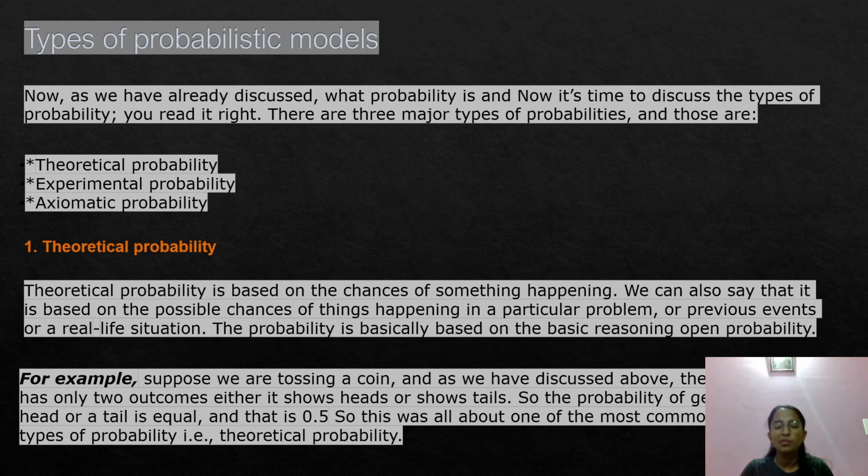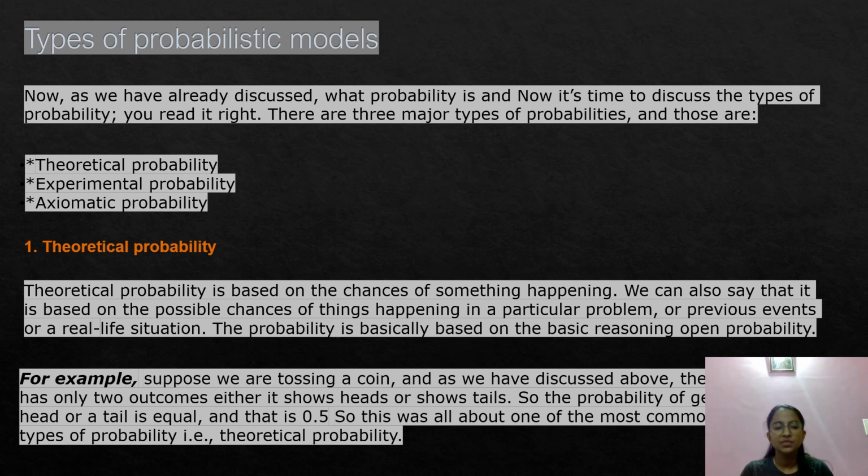Theoretical probability is based on the chances of something happening. We can also say that it is based on the possible chances of things happening in a particular problem, or previous events, or a real life situation it might be. The probability is basically based on basic reasoning.